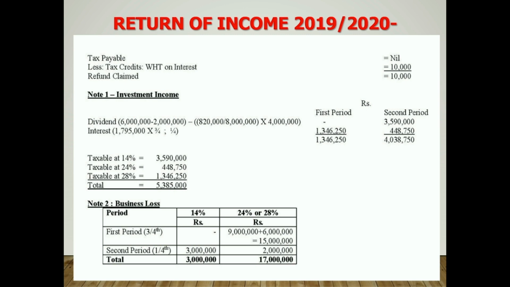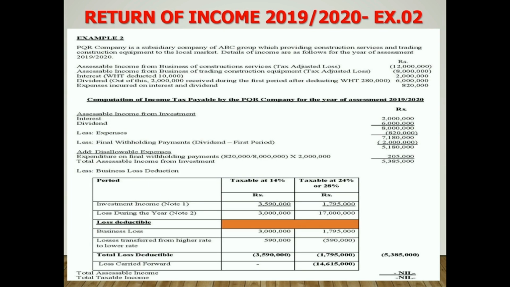Accordingly, gains and profit from investment taxable at 14% rate is 3,590,000. Gains and profit from investment income taxable at normal rate 24% or 28% is the total of 448,750 plus 1,346,250. So those two figures I have taken to this table, and from that I am deducting the available loss.